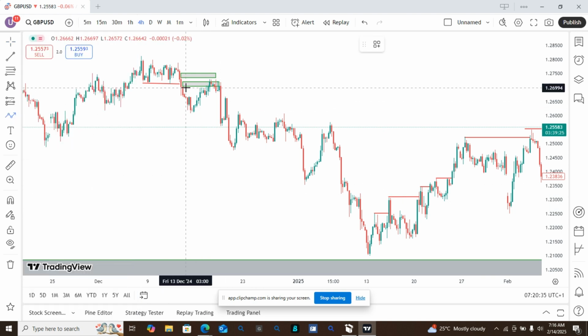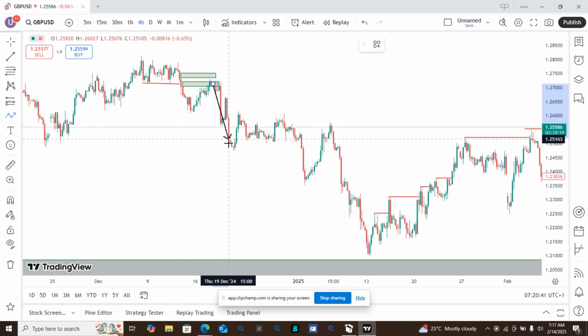After picking up from this internal range liquidity, this fair value gap, price starts falling down. It created a lower low by breaking here. We break this zone and created a lower low. We went back again and used this massive fair value gap.